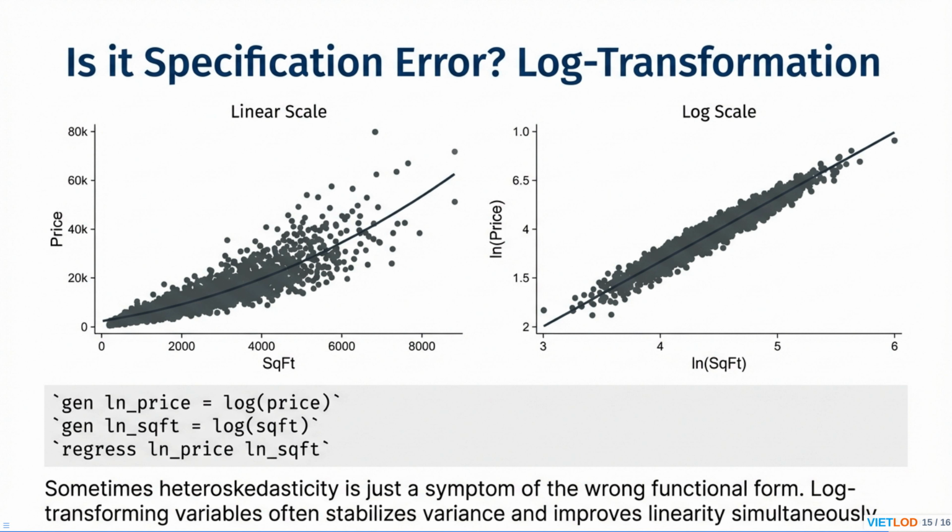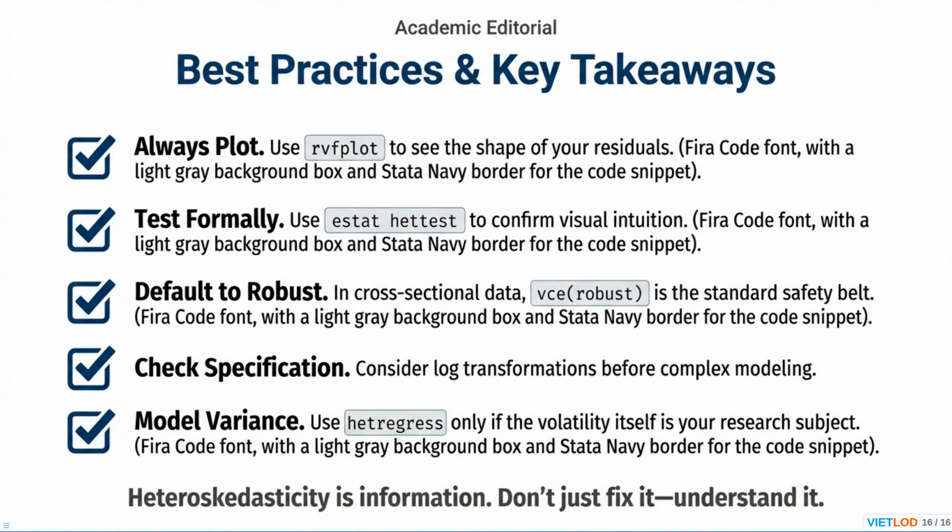However, on the right, by log transforming both variables, we achieve two major improvements simultaneously. We stabilize the variance and improve the linearity of the relationship. This log-log model is a powerful tool for modeling proportional changes. As seen in the Stata code snippet, the process is simple. Generate the natural logs of your variables and then run the regression. Before jumping to robust errors, always consider if a transformation like this might provide a better overall fit for your data.